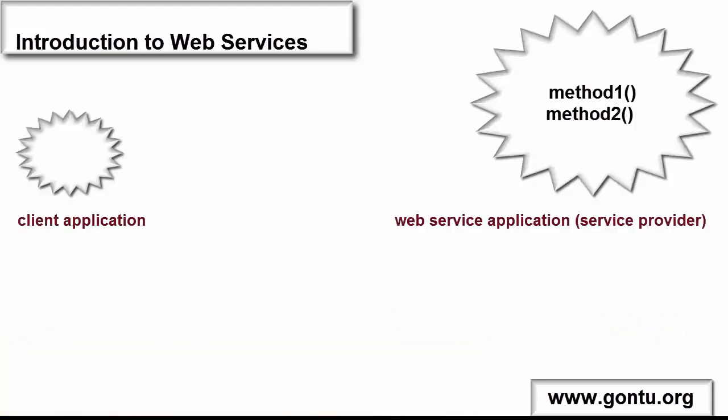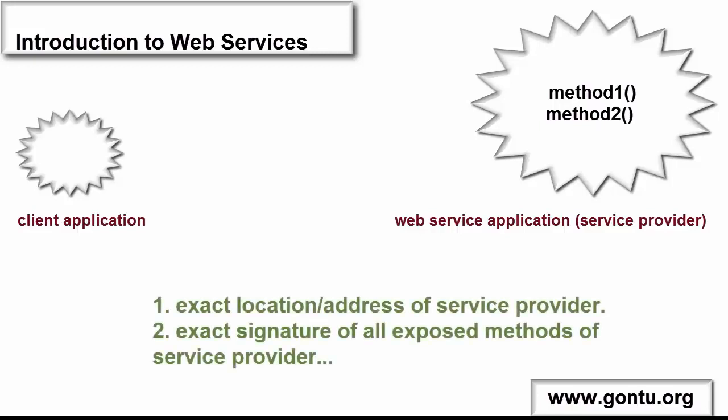In a similar manner, in the programming world too, the client has to know certain basic information about the web service application without which it cannot make a call to any of its methods. Basic information like the exact location of it, the IP address and port number where that web service application is running, the exact signature of the methods which that web service application has opened for other applications, and other related information. So the big question is, how does a client get this information?